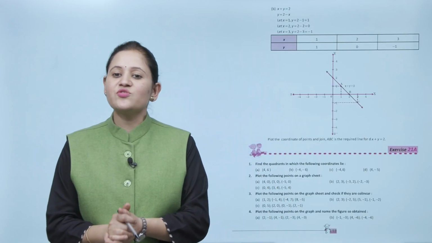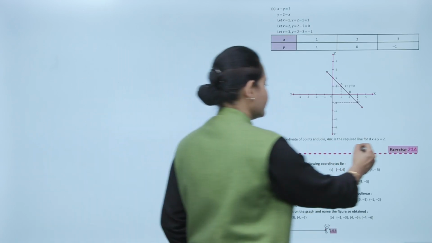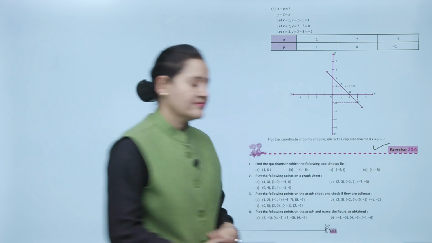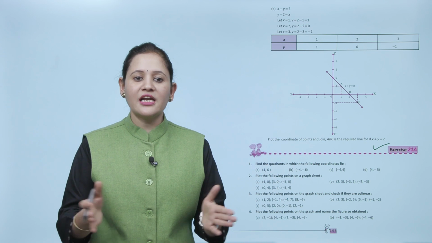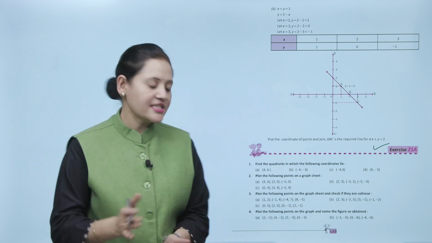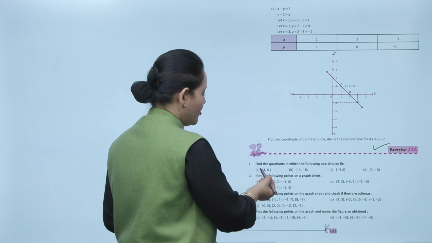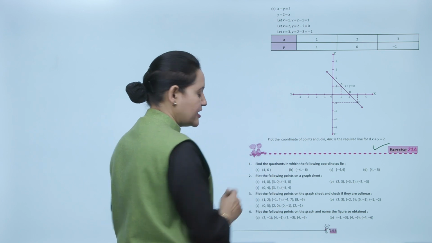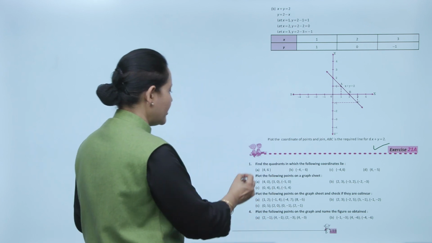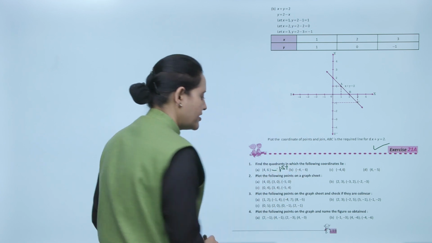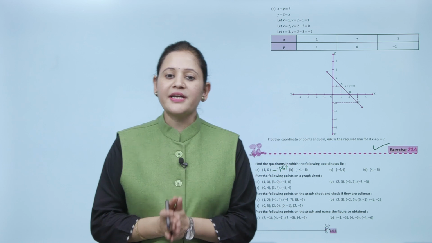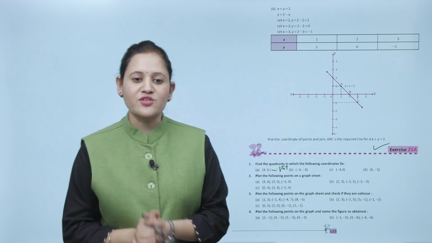Next is exercise 21A. Find the quadrants in which the following coordinates lie. First is (4, 6). So both coordinates are positive, so it will lie in the first quadrant. First quadrant. Clear? So you have to practice all the questions. We will move to the next topic.